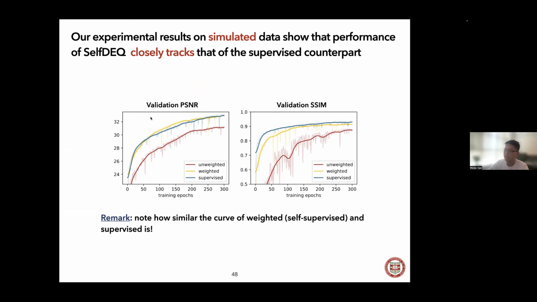The left figure is the PSNR in validation, and the right is the SSIM in validation. The zero curve here is our weighted self-supervised learning. So you can see how similar the training curves are between the weighted self-supervised learning and the supervised learning. And this is our simulation.